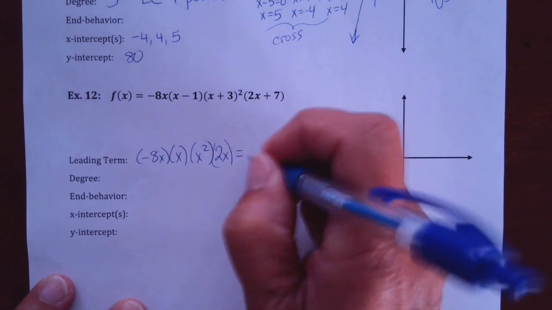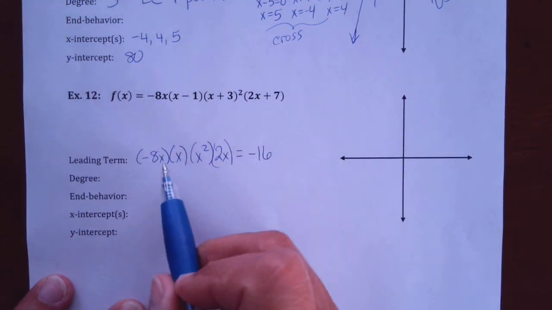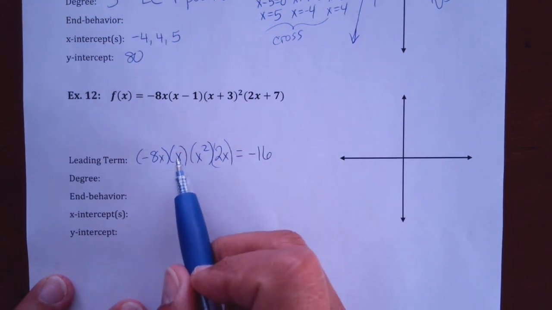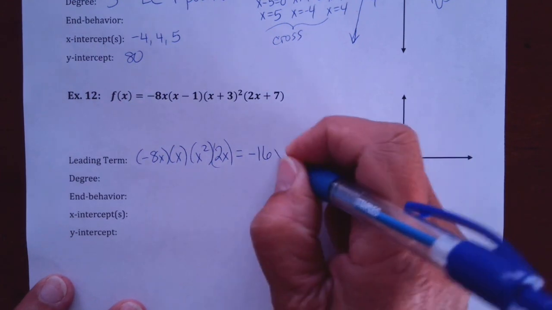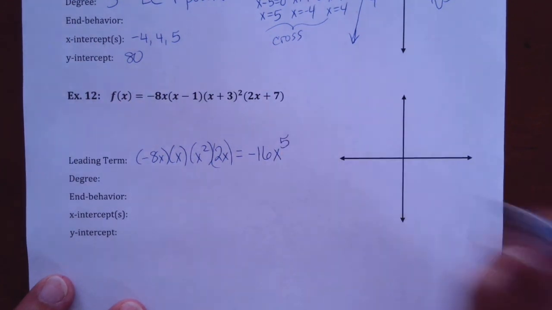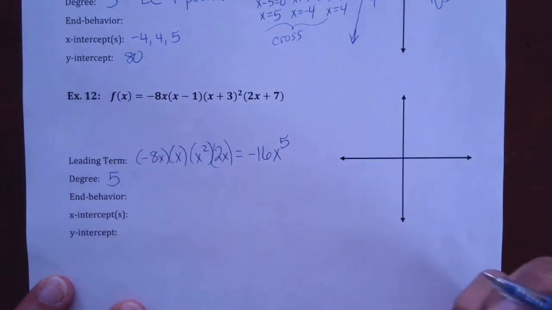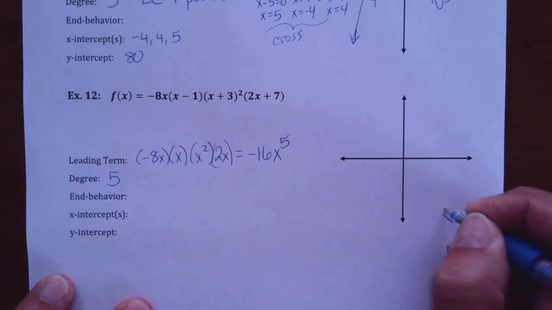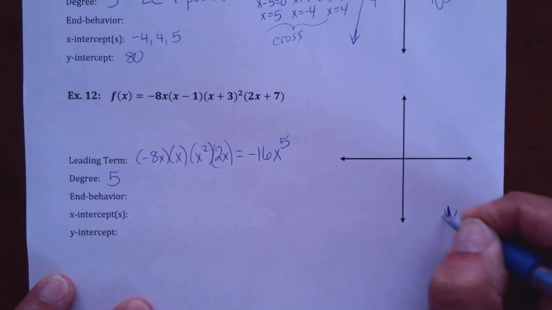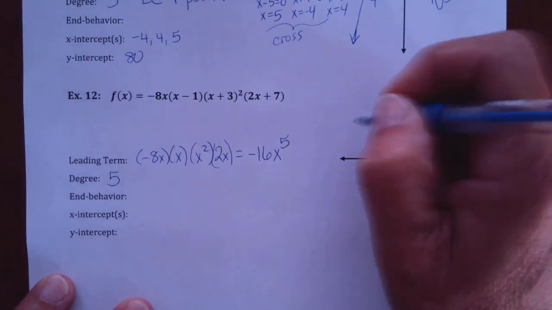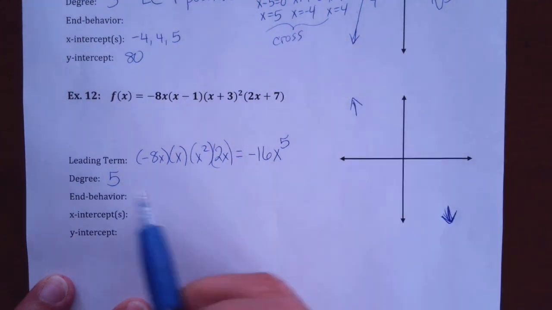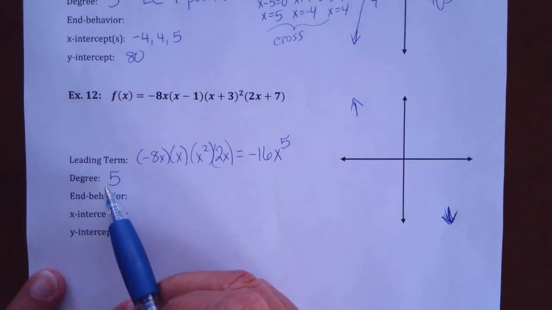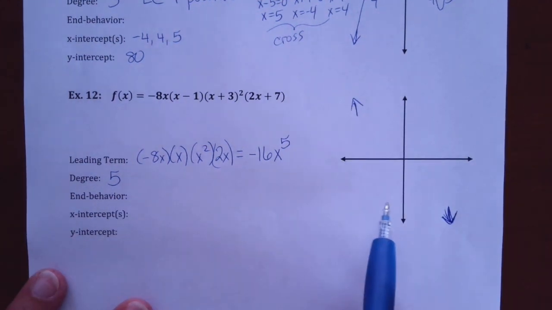So negative 8 times 2 is negative 16. Add your exponents, so 1, 2, 3, 4, 5, so that's x to the 5th. All right, so the degree is 5. The leading term is negative, so that means right side down. And if the right side is down, then the left side has to be up if our degrees are odd. Okay. So there's your end behavior.